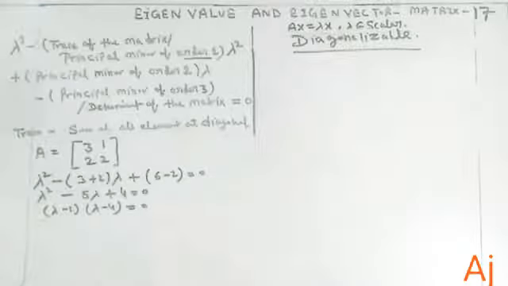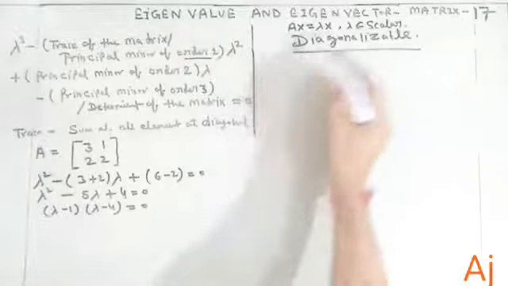Friends, this is lecture number 17. Today we will discuss eigenvalue, eigenvector and diagonalizable.